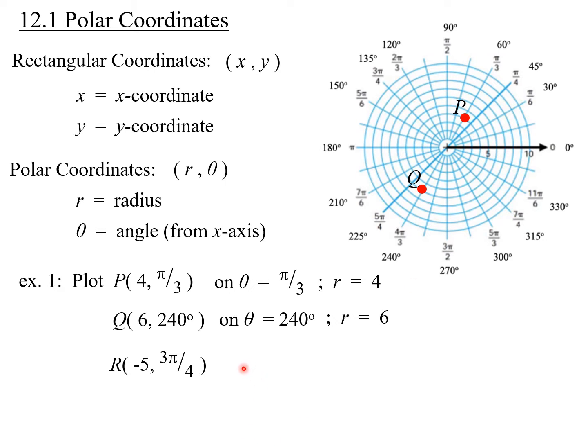All right, let's plot this point: -5, 3 pi over 4. Now, considering the direction first, 3 pi over 4 is right here. But now r is -5, so instead of going along in the positive direction, we're going to go in the negative direction for a radius of 5. And that's going to land us right there for point R.